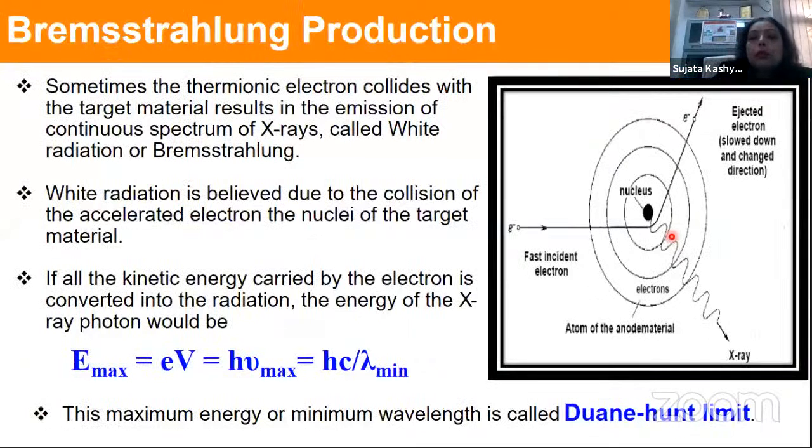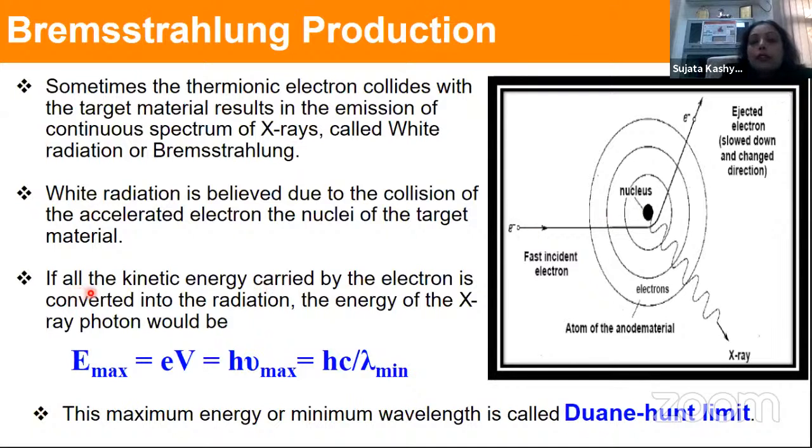First, when the accelerated thermionic electron hits the target material, there is an emission of white continuous spectra radiation, and that is called white radiation or Bremsstrahlung radiation. Why is this white radiation produced? It is believed that when these accelerated electrons hit the nuclei of the target material, the Bremsstrahlung or continuous or white radiation occurs.